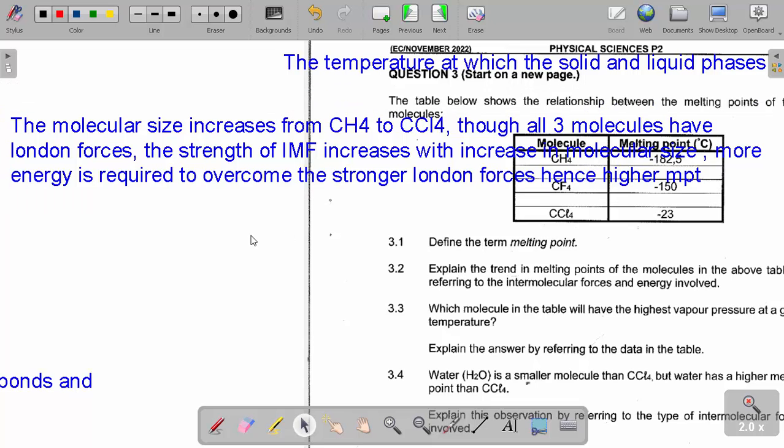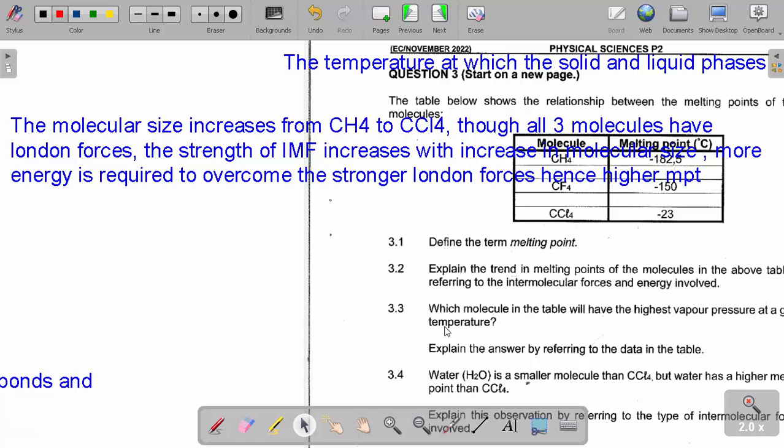I repeat, we are saying that the molecular size increases from CH4 to CCl4. Though all the three molecules have London forces, the strength of intermolecular forces increases with the increase in molecular size. So more energy is required to overcome the stronger London forces as you go down the table. That's why there's a high melting point.